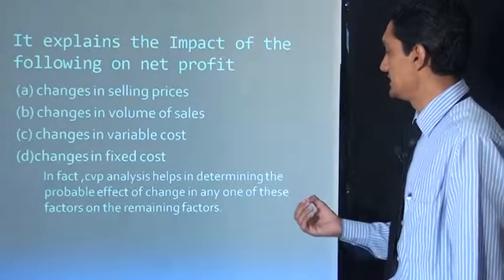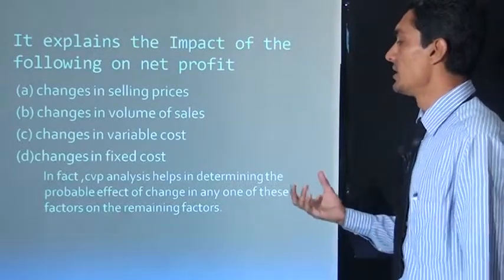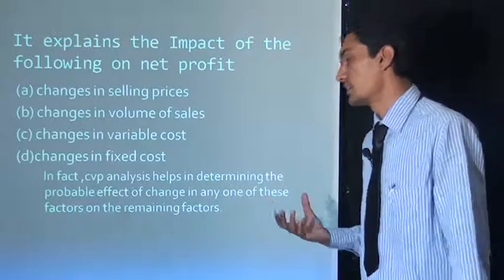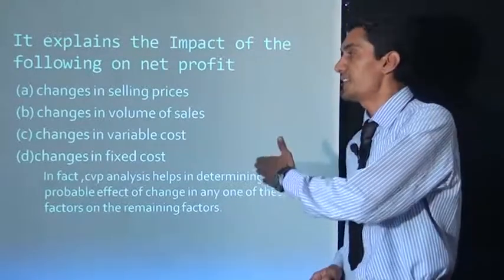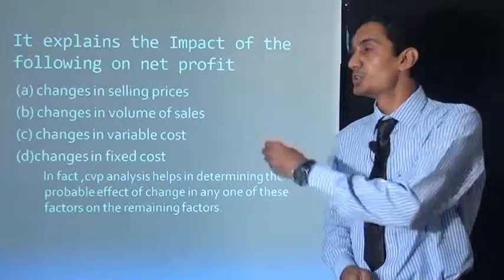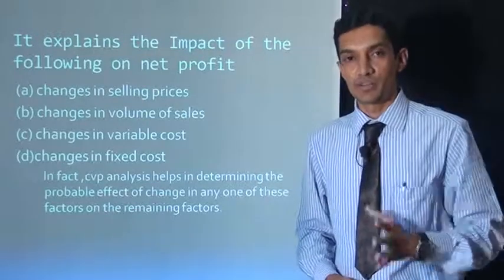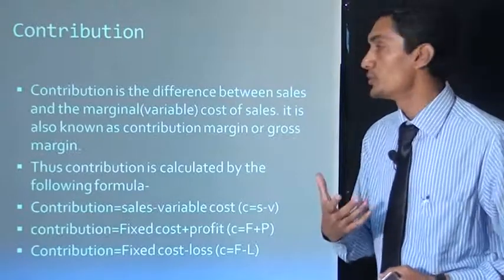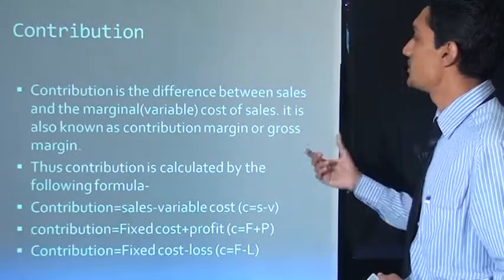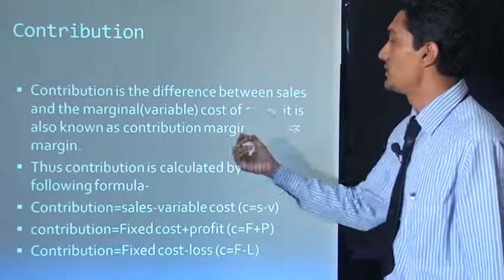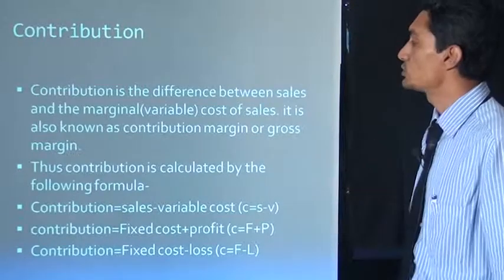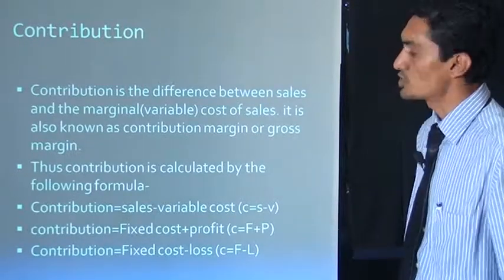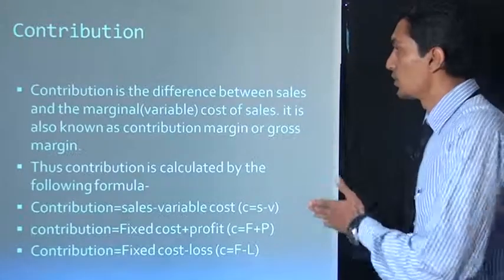In fact, CVP analysis helps in determining the probable effect of change in any one of these factors. So CVP shows the impact on net profit. Next, contribution. How do we get the contribution? Contribution is the difference between sales and marginal cost, meaning the variable cost of sales. It is also known as contribution margin or gross margin.